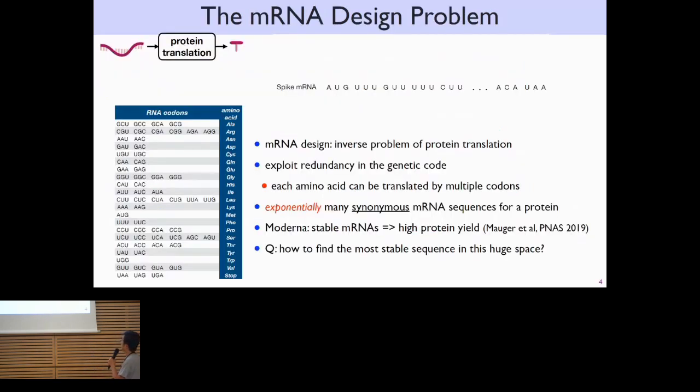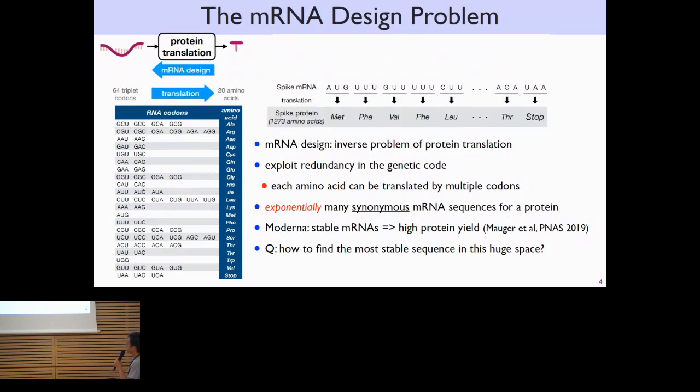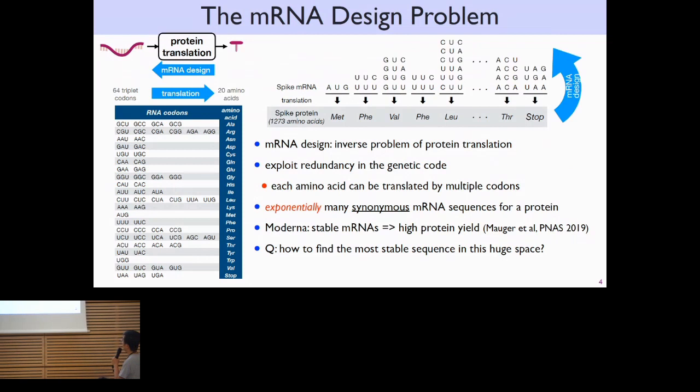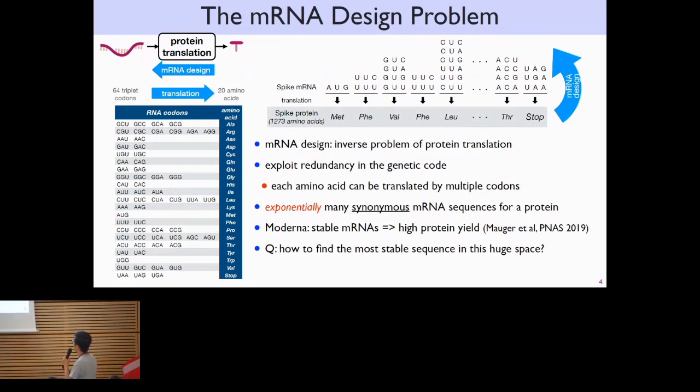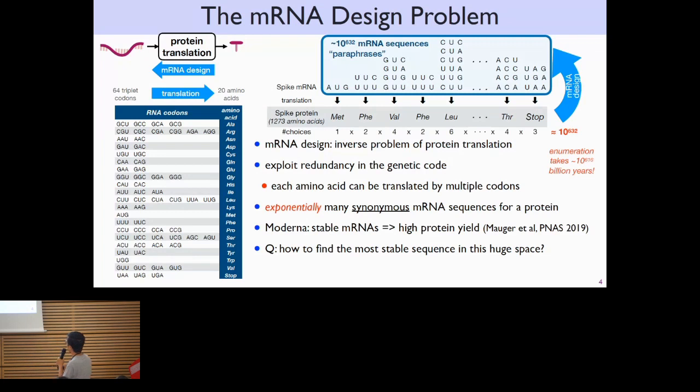But how do you do that? Well, first, the design problem. As we all know, the translation problem is easy. It's deterministic from mRNA to protein. But in the inverse direction of design, it's not deterministic, because each amino acid, like valine or leucine, can be translated by multiple triplet codons. This is known as the redundancy of the genetic code, because there are 64 triplet codons but only 20 or 21 amino acids. So each amino acid naturally has multiple choices, and you can use any one of them. When you multiply the number of choices together, you get a humongous, exponentially large number, and they are all synonymous. They are all translated to the spike protein that you wanted. But which one do you want the best?